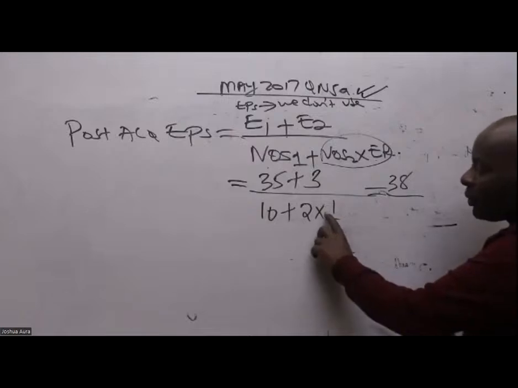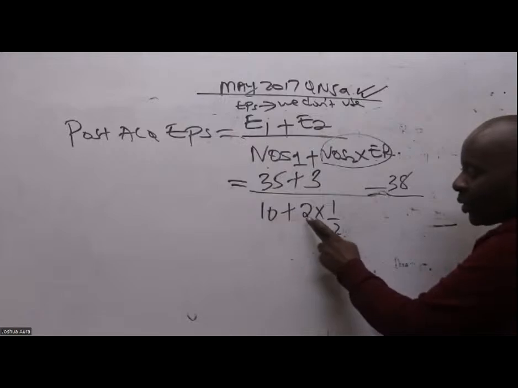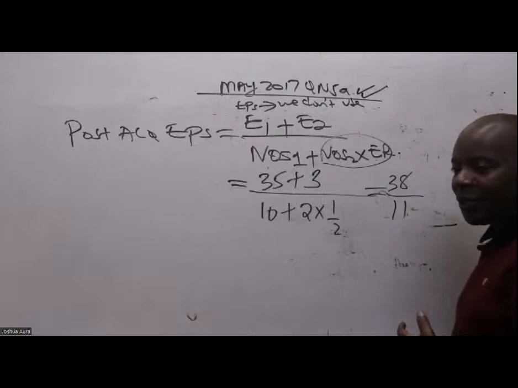So in this case, first of all, I'm supposed to multiply: this is 2 times a half, which is 1. So 10 plus 1 is 11.